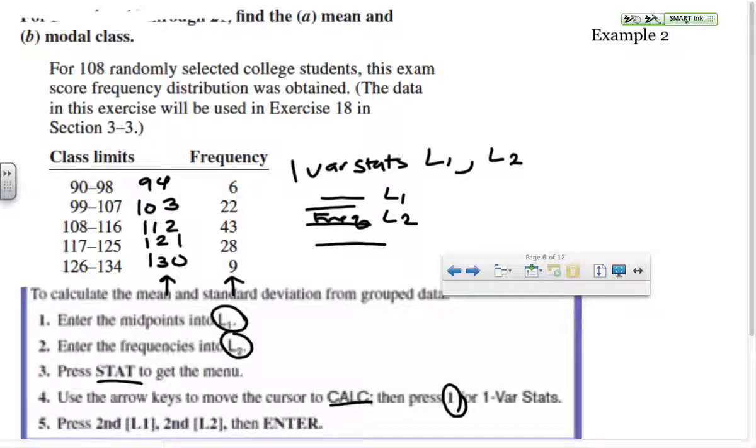And then once we have that, it will actually give us our mean and our modal class. So our mean here, if we calculate it, will give us 113. Okay, and our modal class is the one that has the most data points. So our modal class here is 108 to 116. So this is a little different than the last example, but still essentially the same thing. We're finding the mean, and this one is the modal class.